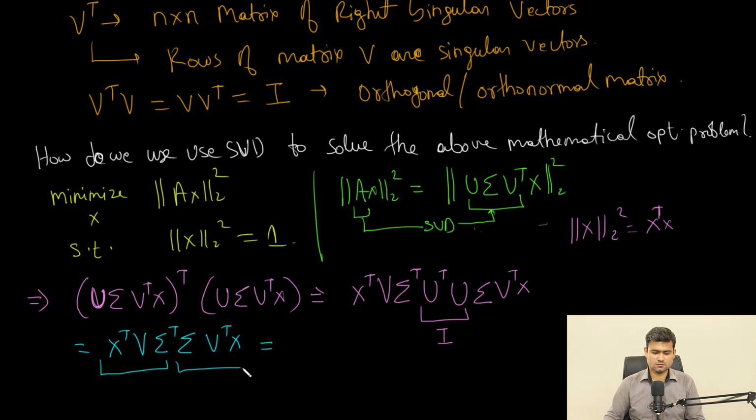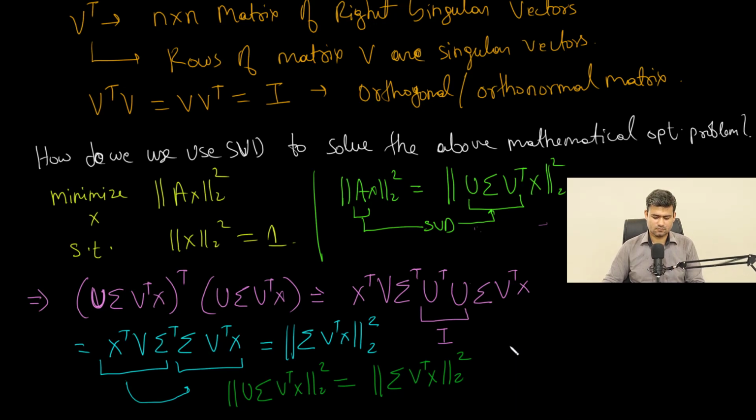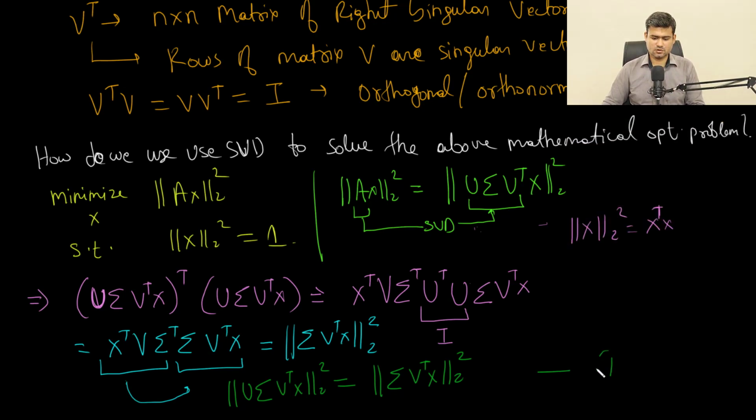So we can take these two terms. This is just a transpose of this term. So this becomes the norm squared of sigma V transpose x. So this implies that the norm of U sigma V transpose x, squared, is equal to the L2 norm squared of sigma V transpose x. So this is going to be equation number 1.